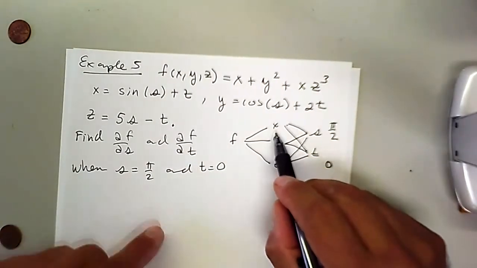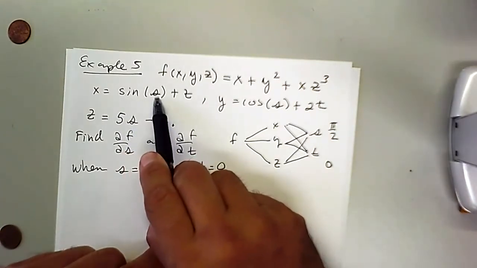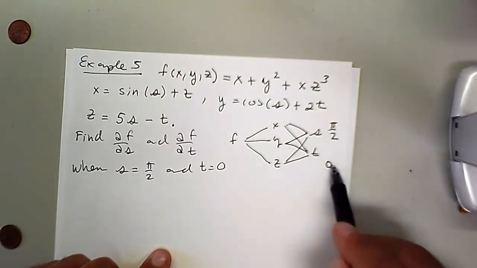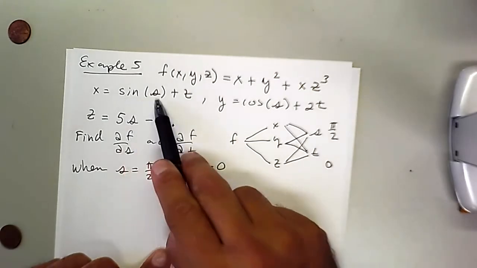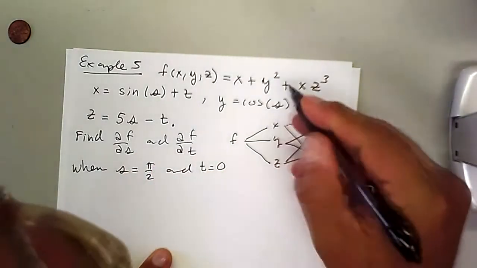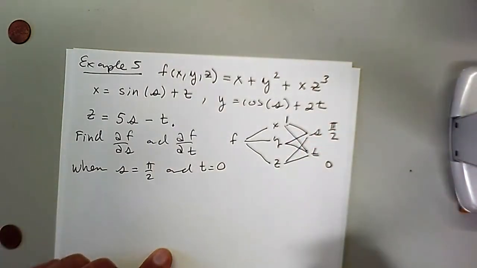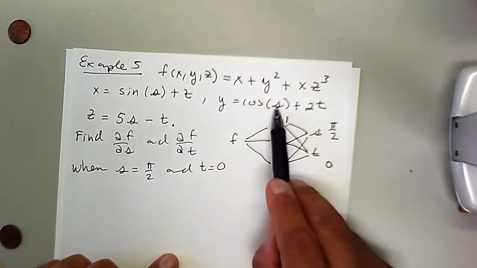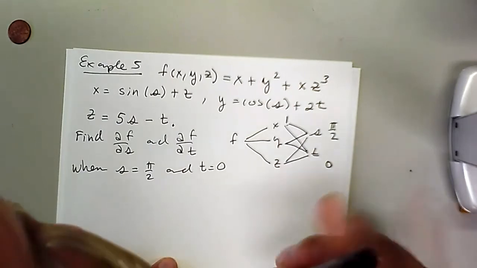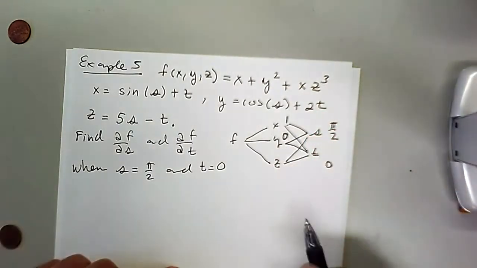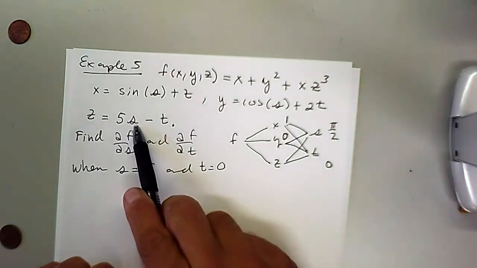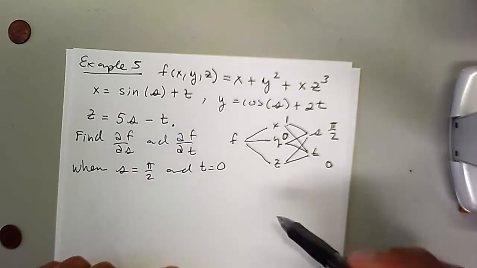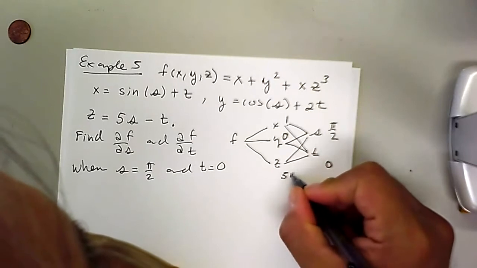By the way, we can find x. Again, assume that s is pi over 2 because that's part of the problem, and t is equal to 0. So sine of pi over 2, 1, plus 0 is 1. So x is 1. Given those conditions, y is cosine of pi over 2, which is 0, plus 2 times 0, so that's 0. And then 5 times s, minus t, which is 0. So z is going to be 5 pi over 2.